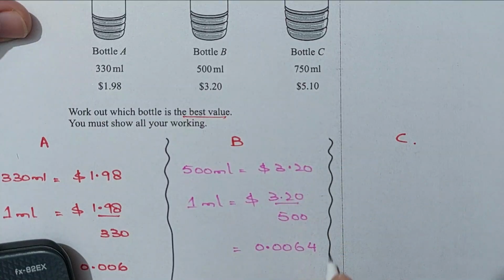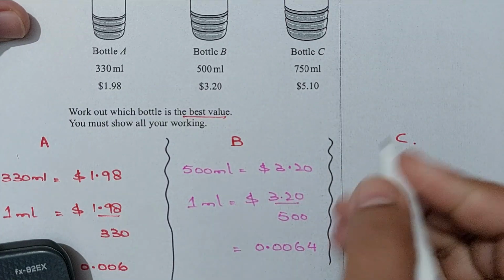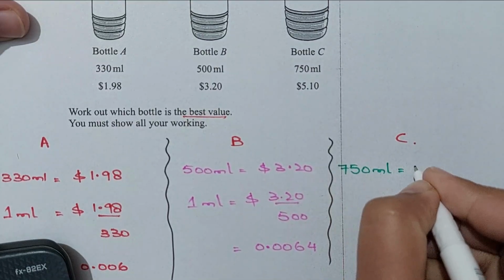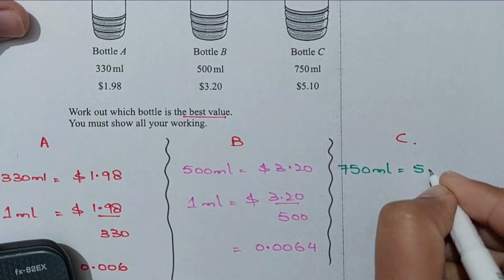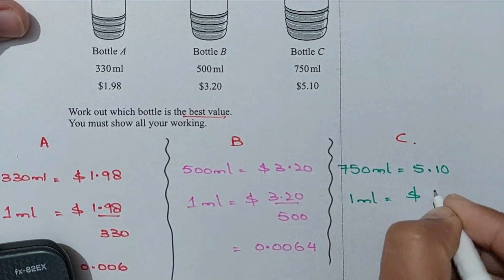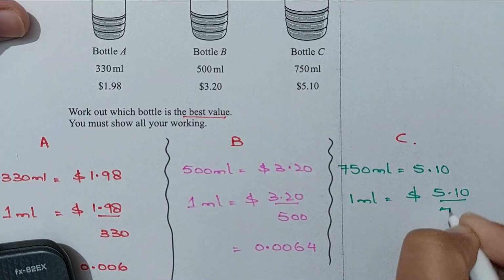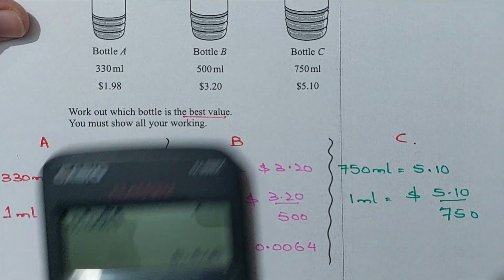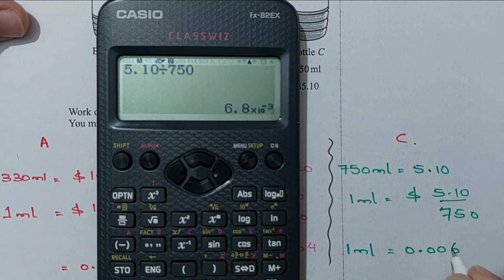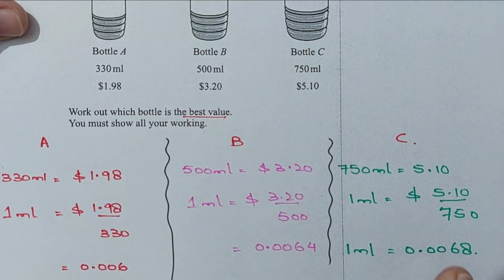The last one, bottle C, we can say 750 milliliters is $5.10. What about 1 milliliter in terms of dollars? It is 5.10 over 750. 5.10 divided by 750. The cost of 1 milliliter is equal to 0.0068. Okay, which one is the best?